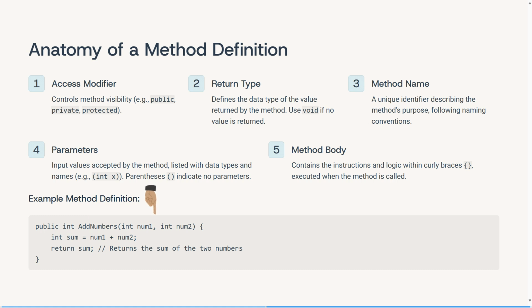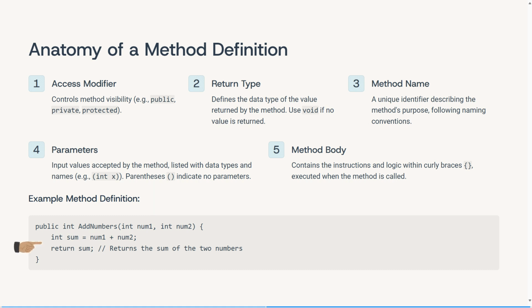4. Parameters. A comma-separated list of input values that the method accepts. Each parameter includes a data type and a name. Example, int age, string name. These inputs are used within the method's logic. If a method doesn't require inputs, the parentheses remain empty.